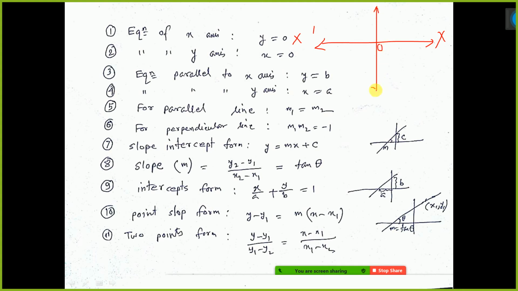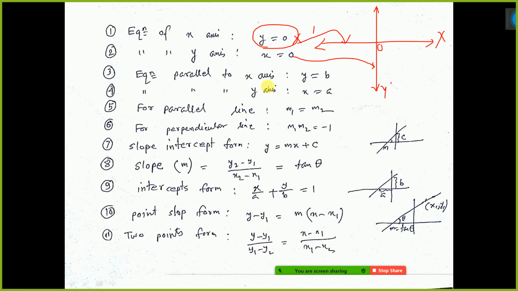Now matter is that equation of x axis is y equal to 0. X axis is this axis, so its equation is y equal to 0, and equation of y axis is x equal to 0. That means this axis equation is x equal to 0. You have to memorize this thing.